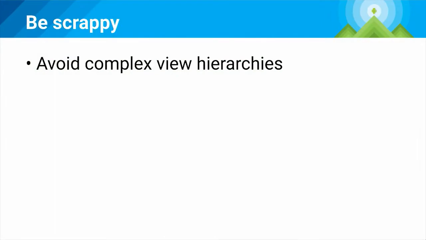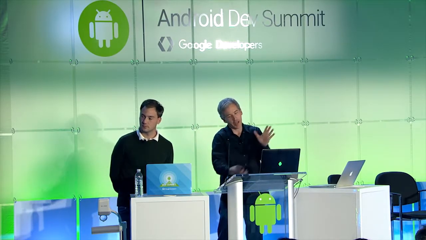Be scrappy, avoid doing too much stuff. Complex view hierarchies: basically, the more views you have in there, the more containers, the deeper nested your hierarchy, the more stuff we're doing on your behalf, traversing it to figure out invalidation, to do measure and layout and all that stuff.